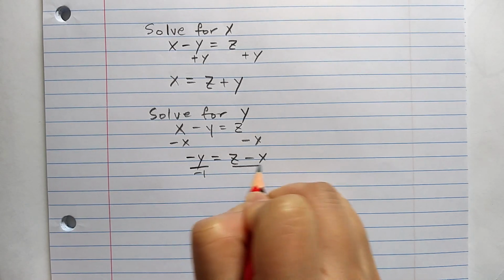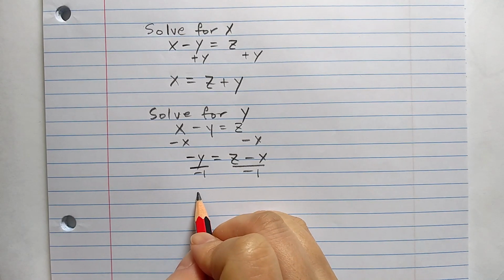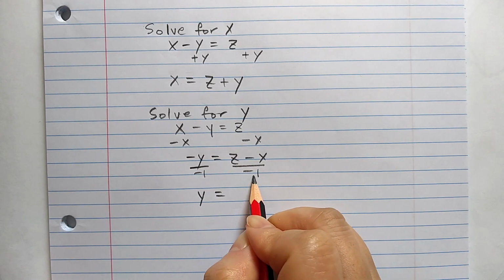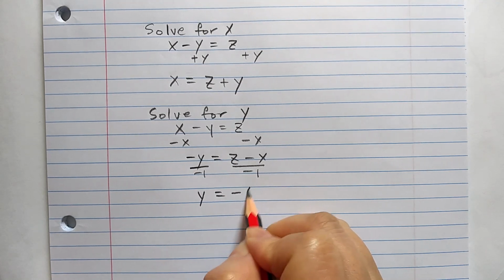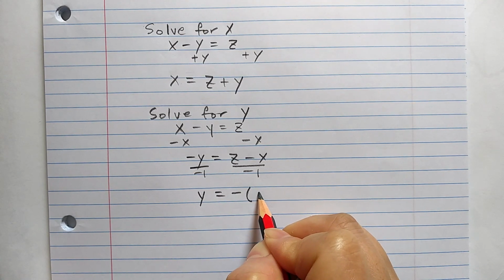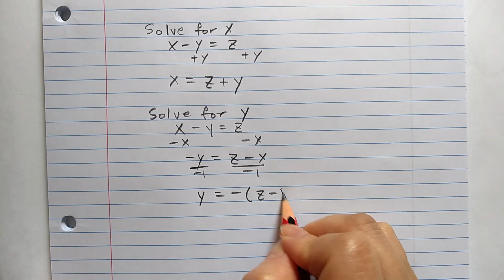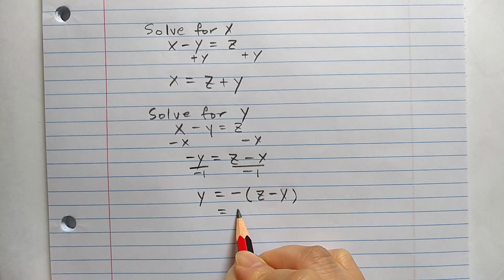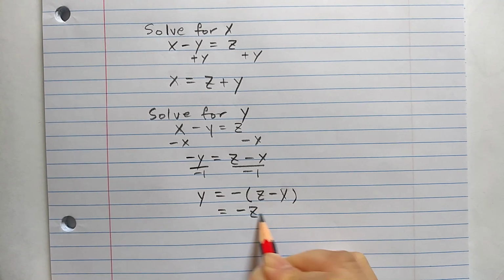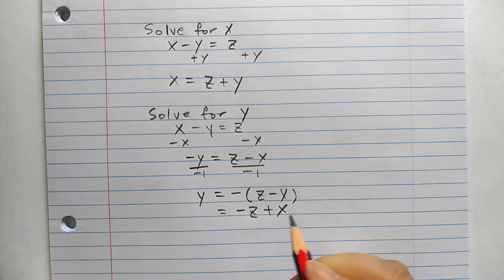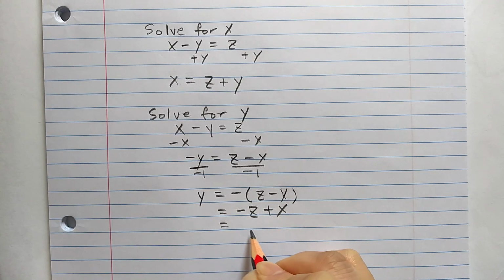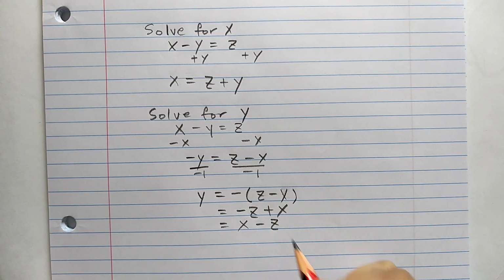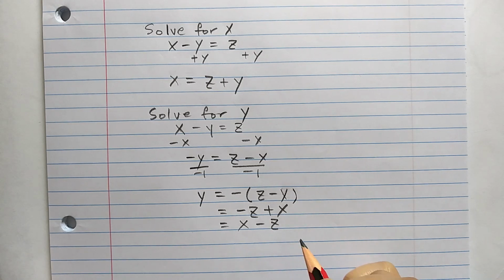Divide both sides by negative 1. Then you will have y is equal to, bring negative 1 to the top, so it is negative quantity z minus x. You can distribute these, so it can be negative z plus x, or you can switch the place, x minus z. Any of these three can be the solution.